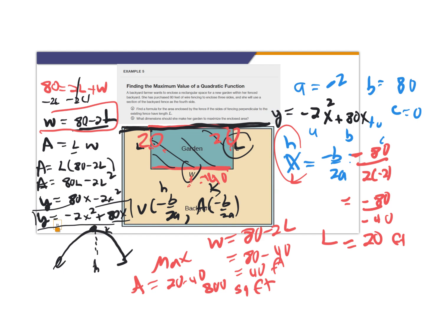There's my L. There's my W. Here's my equation for area. Actually, it was up here, but I changed it to y and x. I'm done with this problem. It's a lot of thinking. It's a good basic problem. Let's check out the answers.